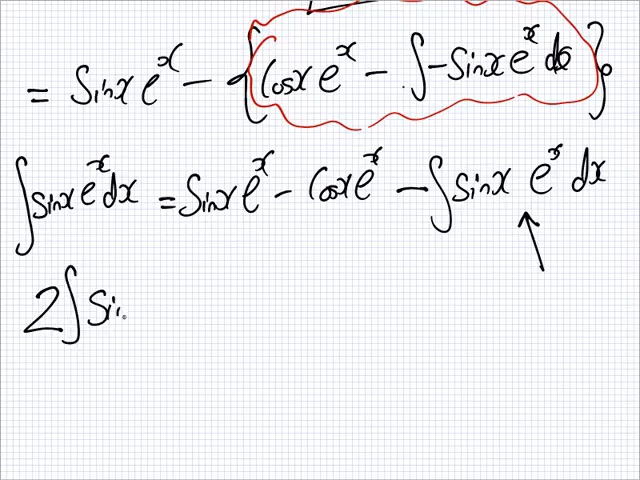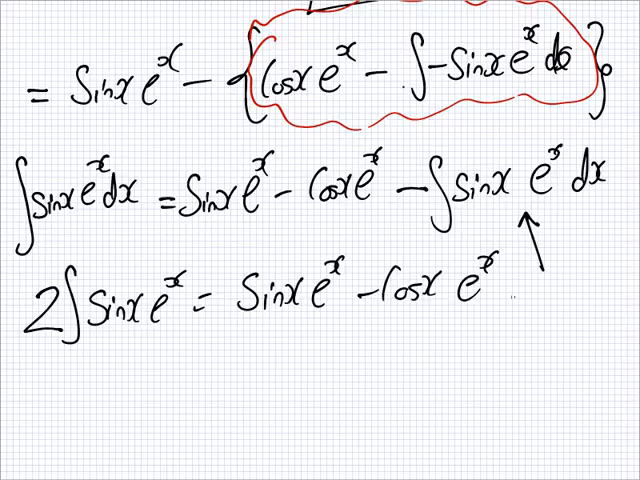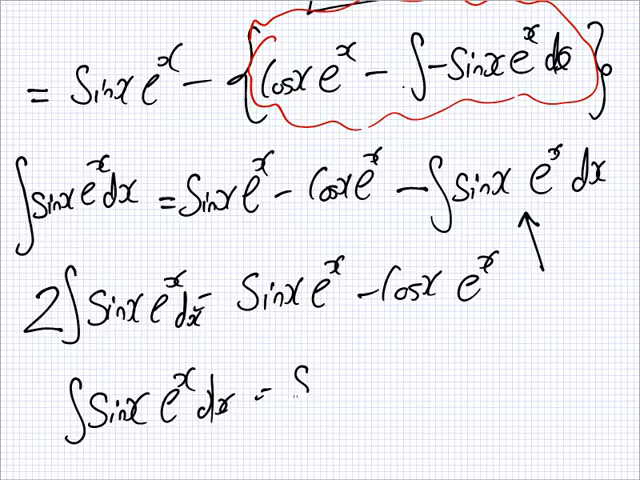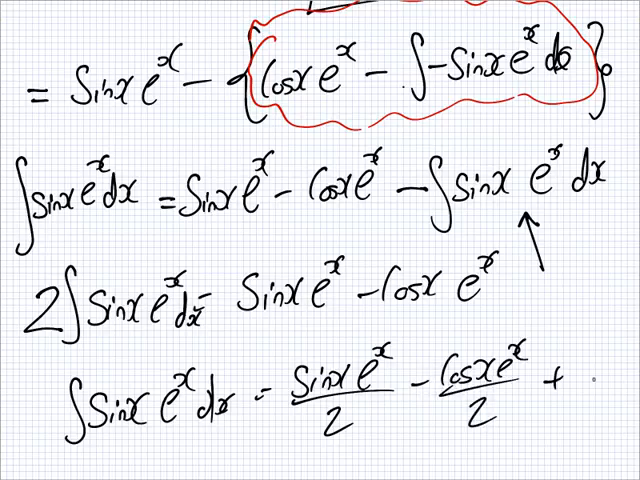2 times the integral of sin x e^x equals sin x e^x minus cos x e^x plus, well, I won't put the plus C in. So the last thing to do, divide by 2. So that means I get my answer, the integral of e^x sin x, I forgot to write dx, equals sin x e^x over 2 minus cos x e^x over 2 plus C.